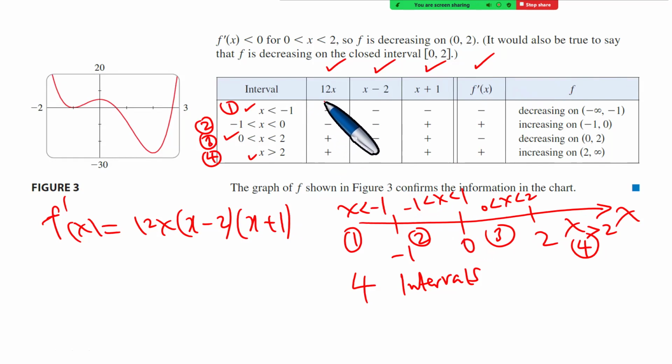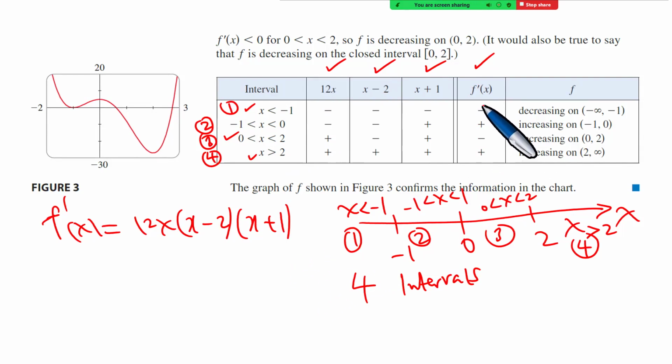If we are looking at 12x, whenever x is less than minus 1, you can put an arbitrary number that's less than minus 1, like minus 2, in the place of x. 12 times minus 2 is minus 24, which is negative. Minus 2 minus 2 is minus 4, which is negative. Minus 2 plus 1 is negative. That is why we have the negatives there. The number choice depends on the student, but whatever number you choose in the interval, it will always give the same sign.